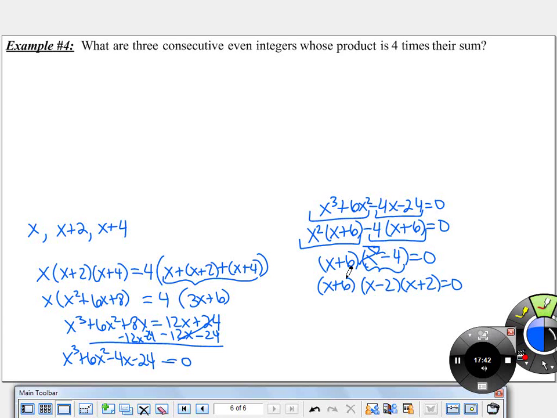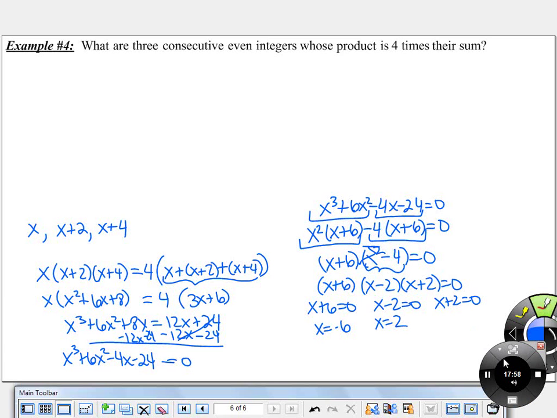So now I have 3 factors, so 3 things being multiplied that equal 0. So either the first factor equals 0, which means x would be negative 6, or the second factor equals 0, which means x would be 2, or the third factor equals 0, which means x would be negative 2. These are not your 3 consecutive integers. These all represent x, which means there's actually 3 possible solutions to this problem.